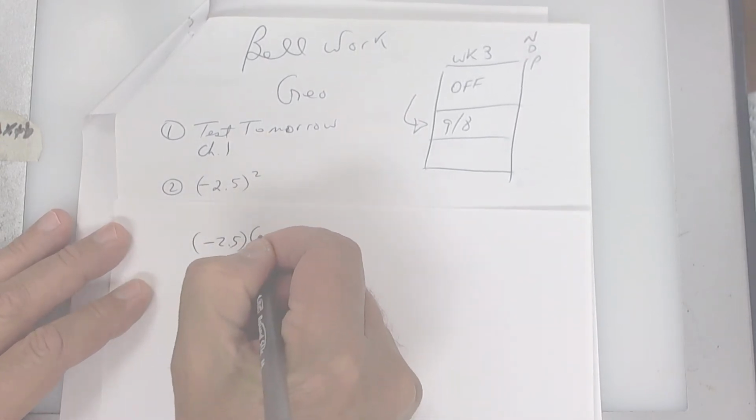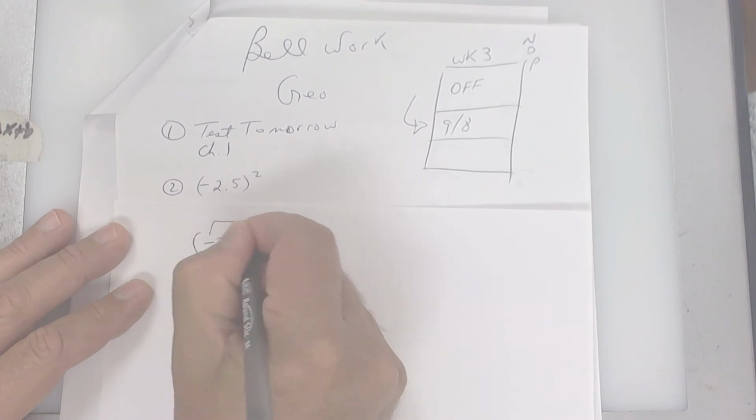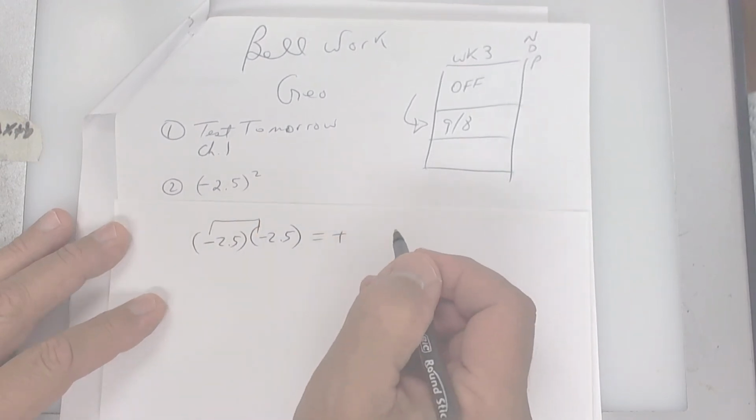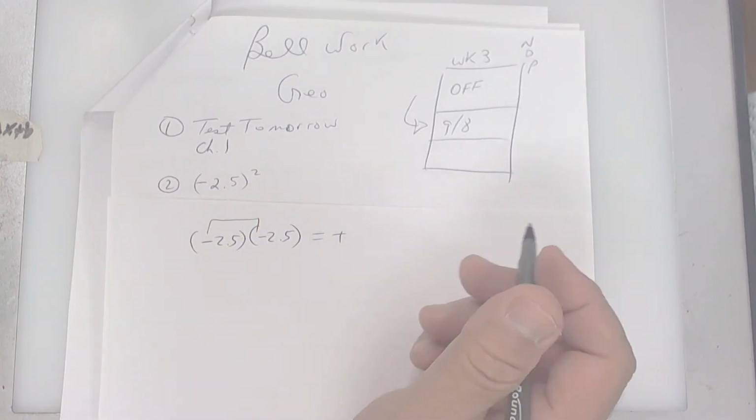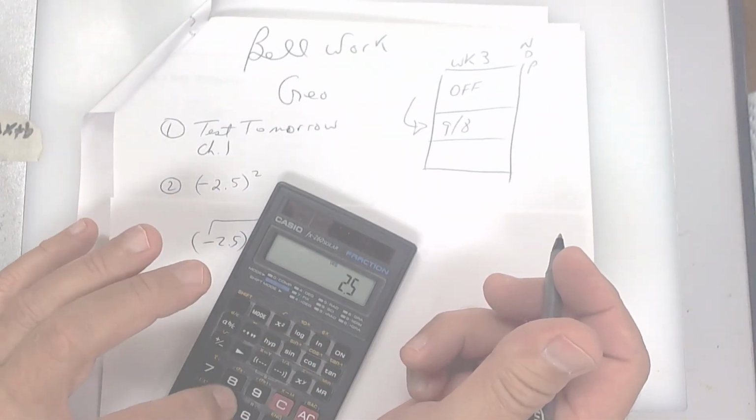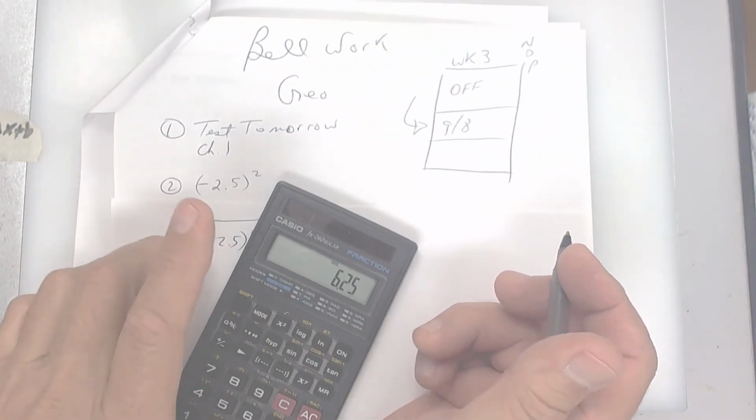-2.5 squared means you write it twice. A negative times a negative is a positive. So you take 2.5 times 2.5, and you get 6.25.